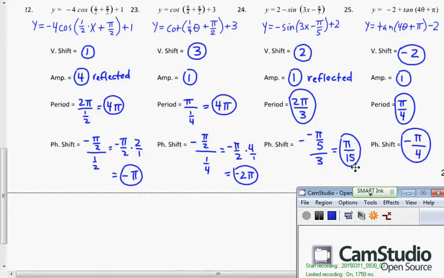So that's the gist. Do those for practice. Be careful that you're using pi over k for cotangent and tangent functions.